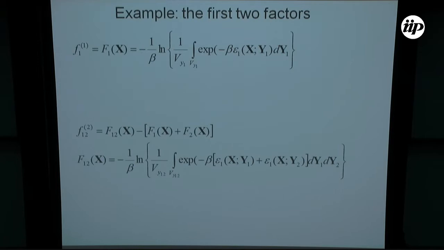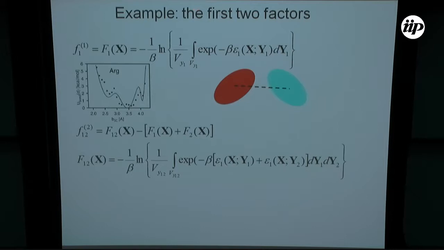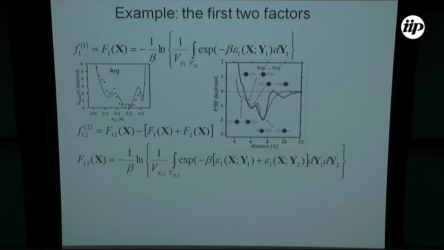Okay, examples. These are examples of the first order term, where we have a single body. For example, virtual bond stretching. This is the interaction, for example, of two side chains. And here we have a potential like this, a potential of mean force. Of course, this is the C alpha arginine potential, so it is multimodal because the arginine side chain is a complex side chain. And this is the potential of mean force of the interactions of two side chains in water.